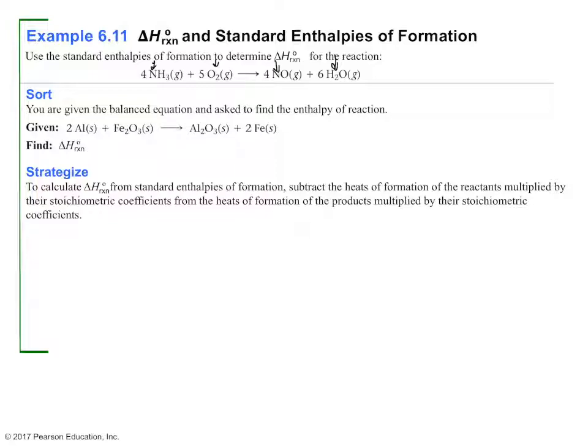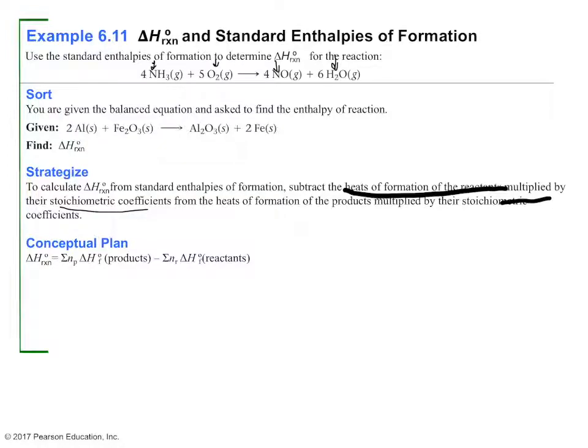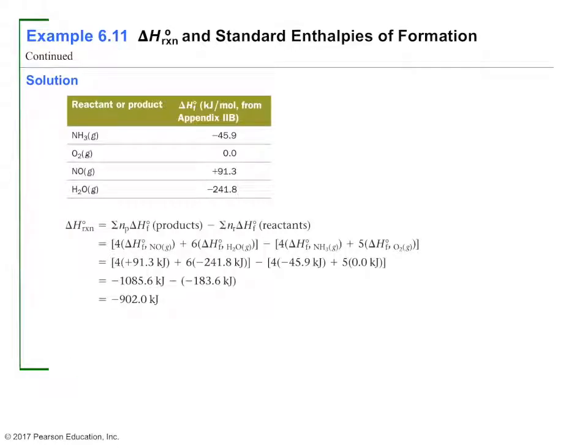To calculate the heat of the reaction, or the enthalpy of the reaction, from standard enthalpies of formation, subtract the heats of formation of the reactants, multiplied by their stoichiometric coefficients, from the heats of formation of the products, multiplied by their stoichiometric coefficients. So we find the heats of formation for the reactants and multiply by their coefficient, and find the heats of formation of the products and multiply by their coefficients. Okay, and that's what that formula means. So we're going to use that appendix.